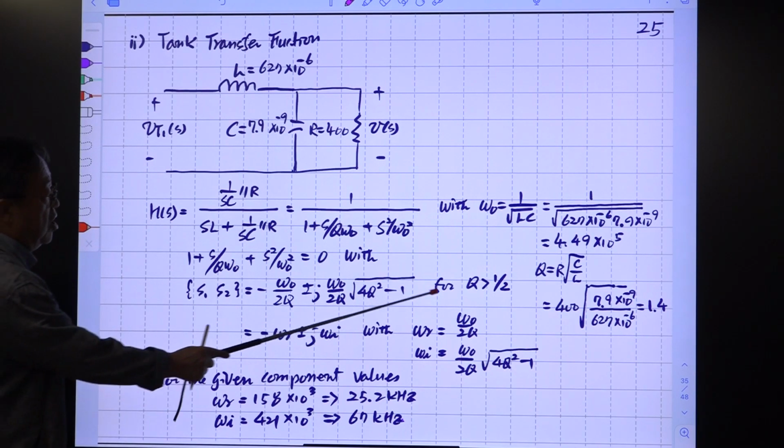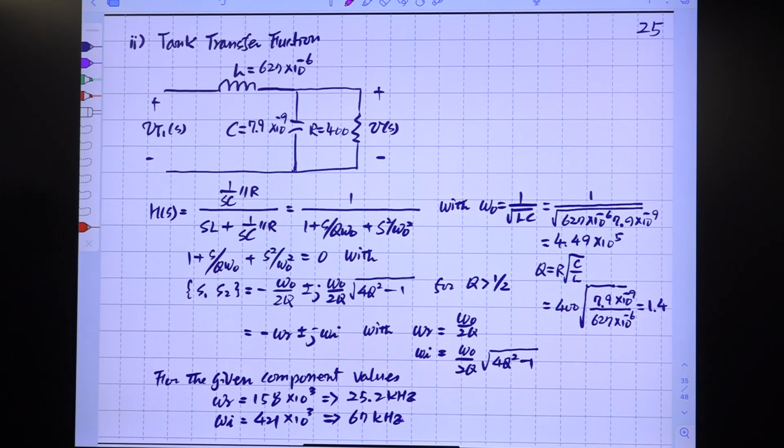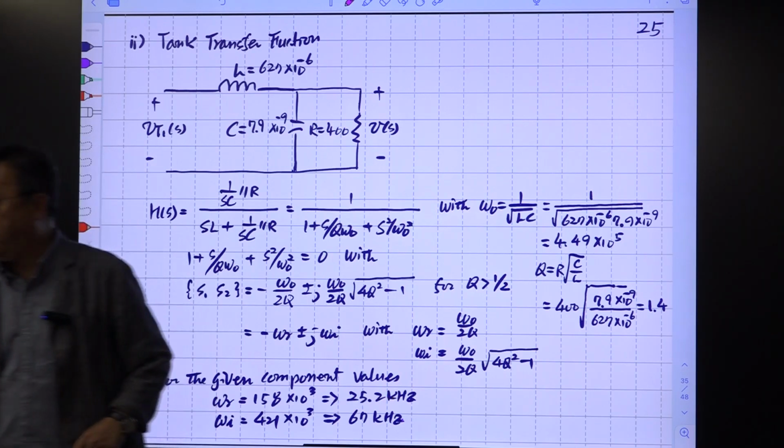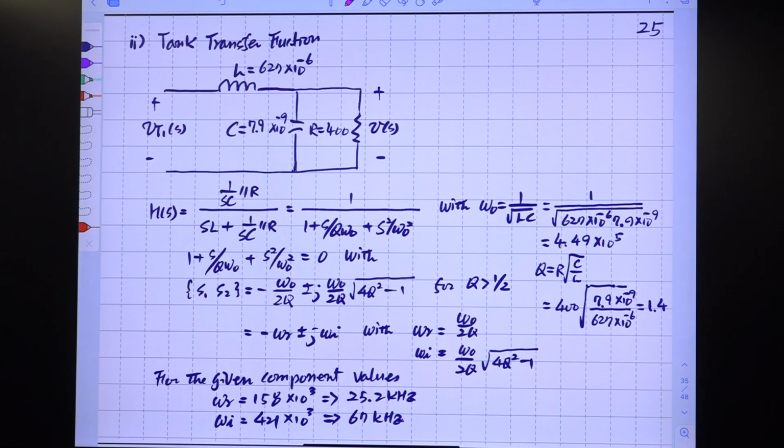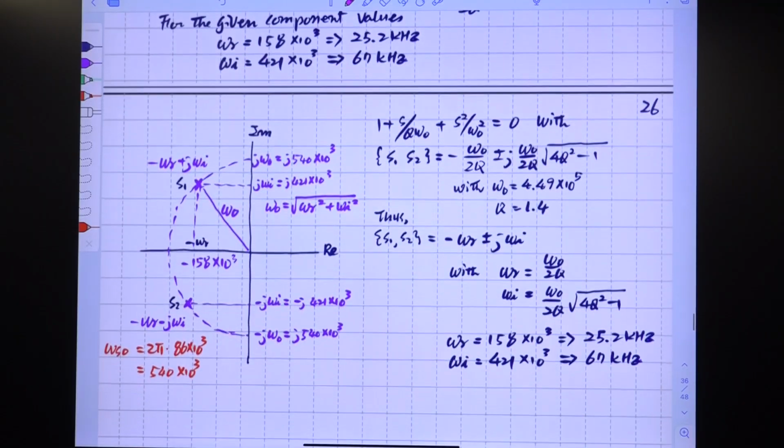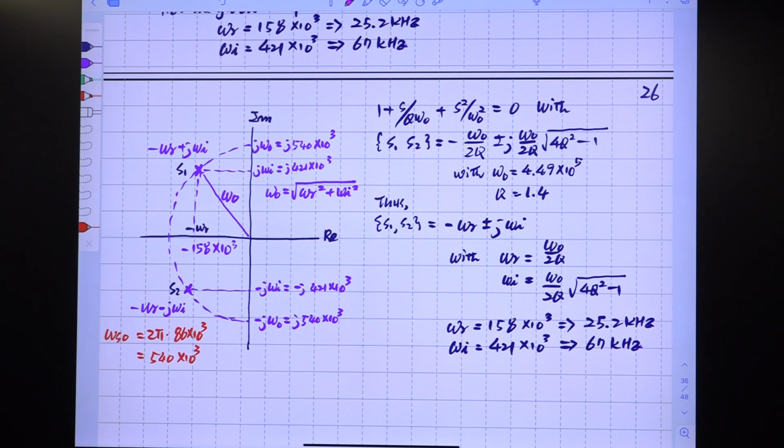And because this Q is larger than 0.5, you have a double pole. So this has a zero at this frequency, and this is the real part and the imaginary part. With this, we evaluate the real part and the imaginary part of this tank transfer function, shown graphically here. So one is S1. This term has a zero, and this term has poles S1 and S2, and this is the expression for the poles.